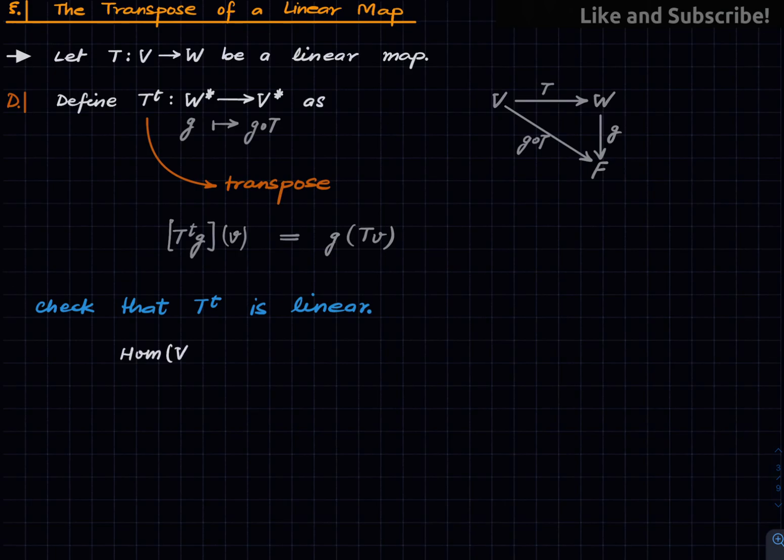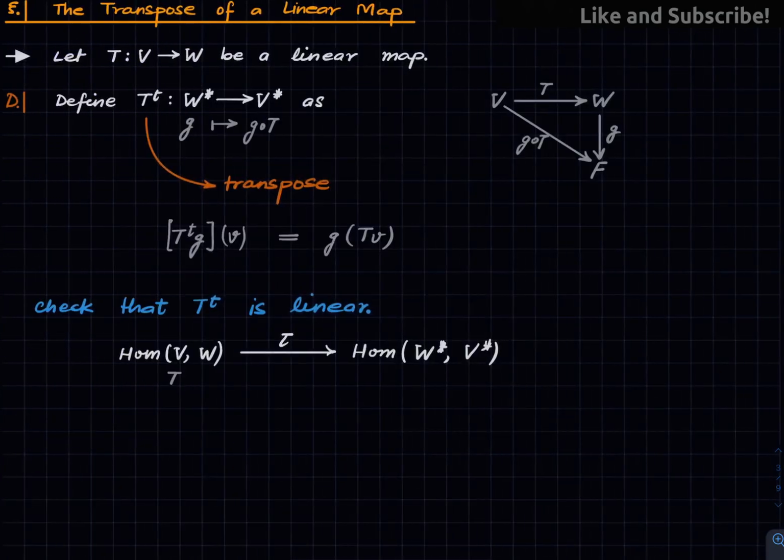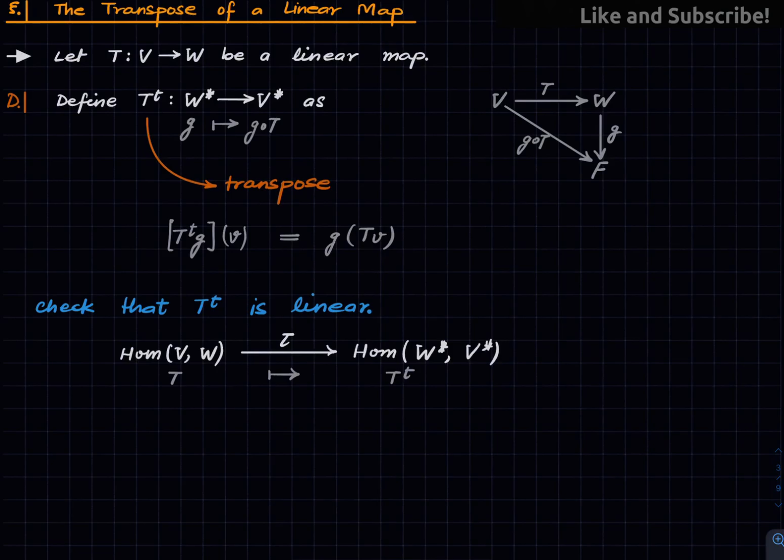So what we have done is, from the space of linear maps from V to W, we have created a map to the space of linear maps from W star to V star. We had a map here, call it capital T, and that became the transpose of it. So let's call this map tau. So tau sends T to T transpose. That is the map tau. That is what we have done essentially above. And more interestingly, you can check that tau is also linear.